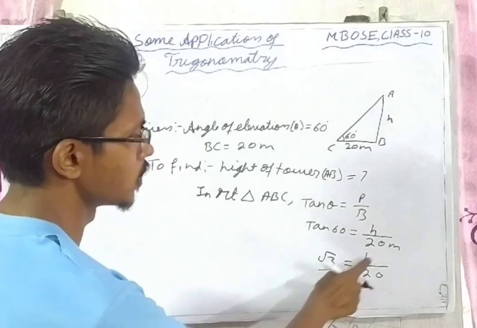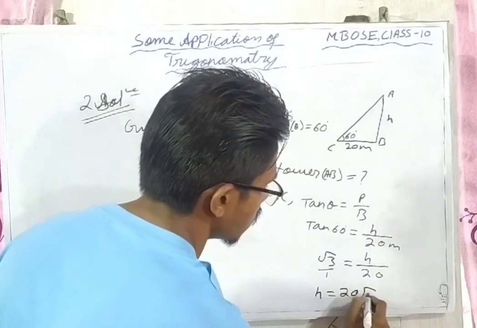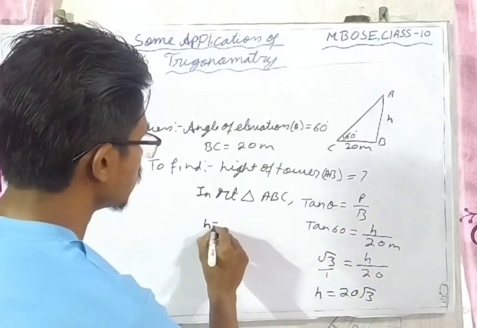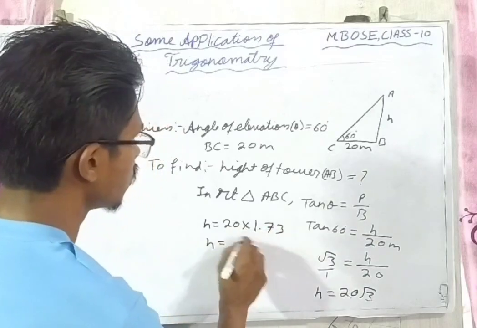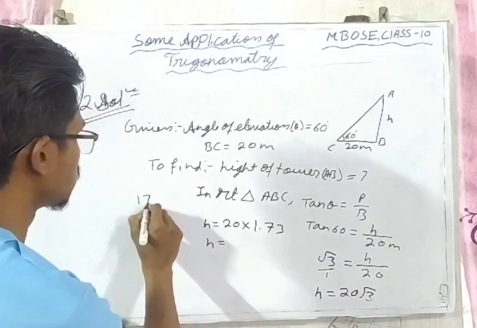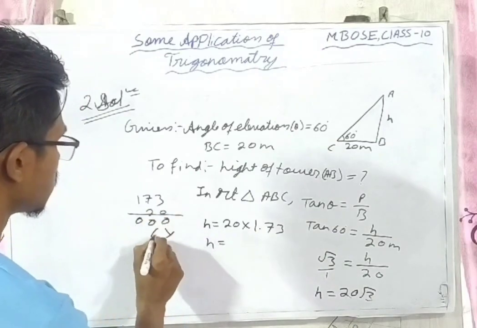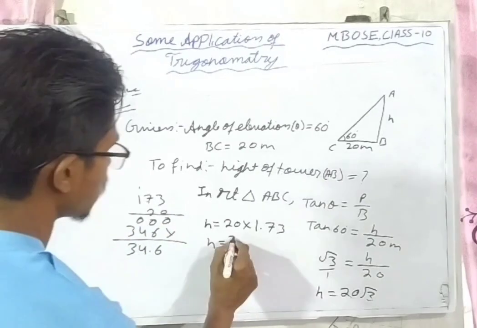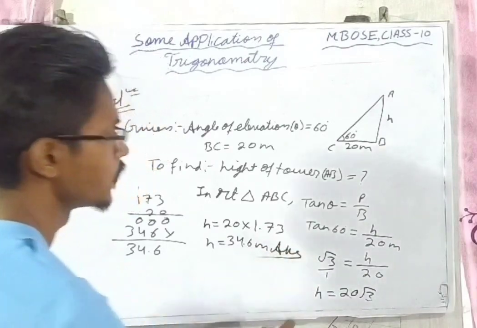So I'll now cross multiply. H into 1 is H, 20 into root 3 is 20 root 3. After that, I'll put the value of root 3. H is equal to 20 into 1.73. If we multiply 20 into 1.73, let me multiply here: 173 into 20. 0, 0, 2 threes are 6, 2 sevens are 14, 1 carry, 2 ones are 2, plus 1 is 3. So 34.6 meter is the height of the tower. Okay, so this is the answer.